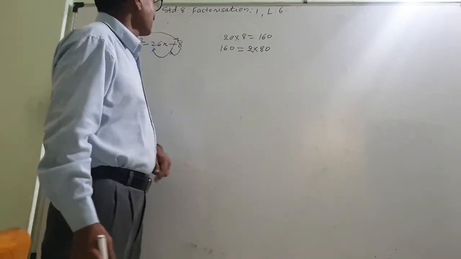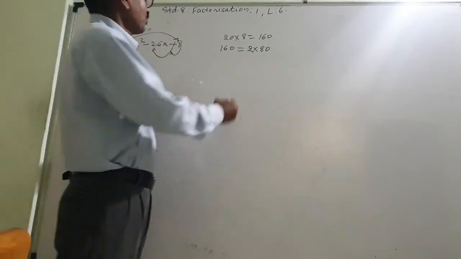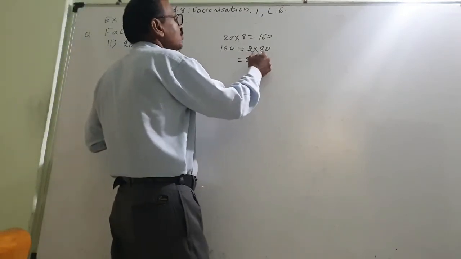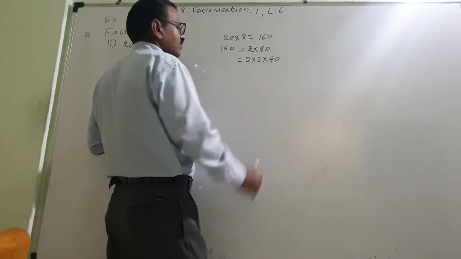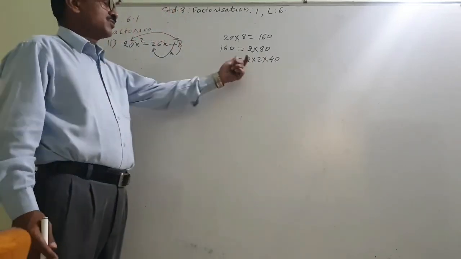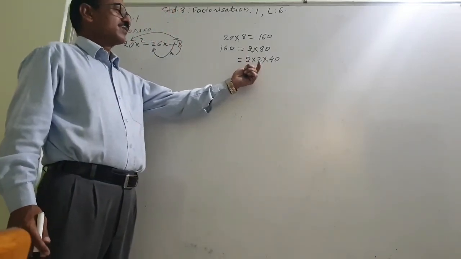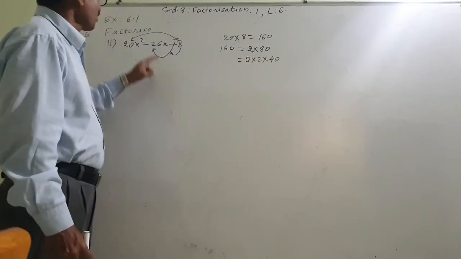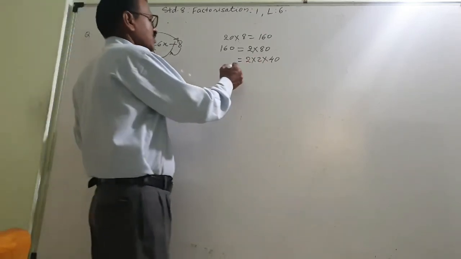2 plus 80 will be 82. No, of no use. So this is 2 into 40. This is 2 into 2, means 4. 40 plus 4 is 44. I want 26. No use.